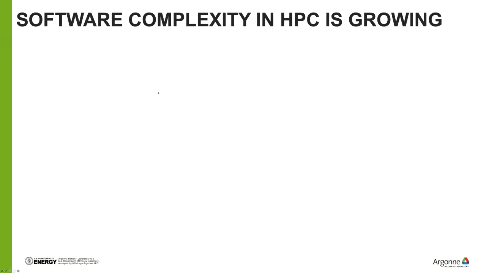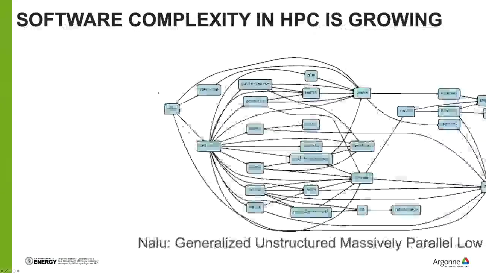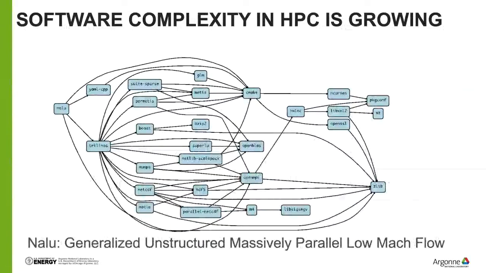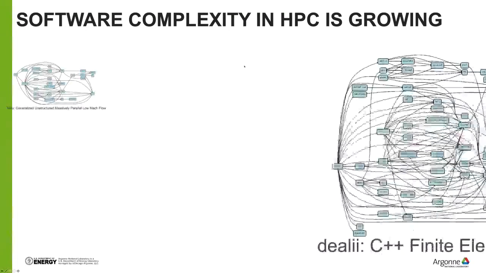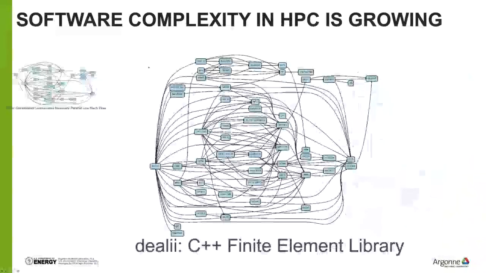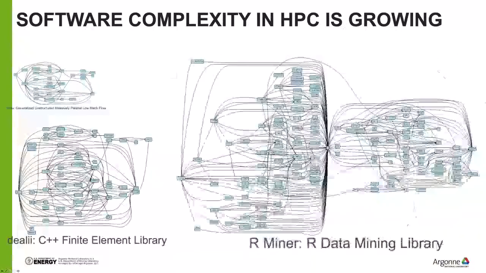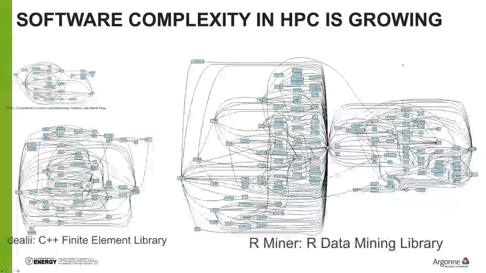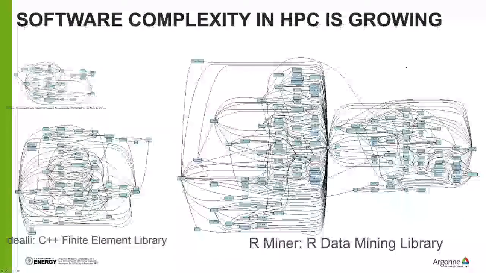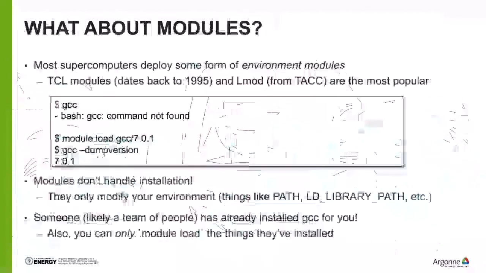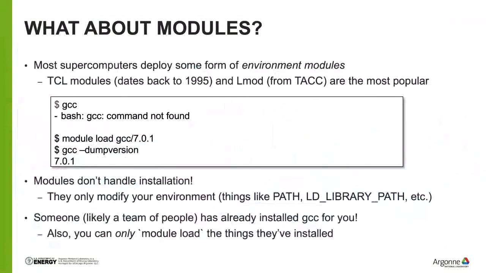Additionally, it's safe to say that software complexity and number of dependencies and the linking between the dependencies is only growing. For example, this code for generalized unstructured massively parallel low Mach flow. Deal.II is yet more complicated, and we see R-minor, which is getting to look just plain scary in terms of numbers of dependencies and things that you need to actually have functioning and coordinating correctly within a built software environment. So what's the solution?